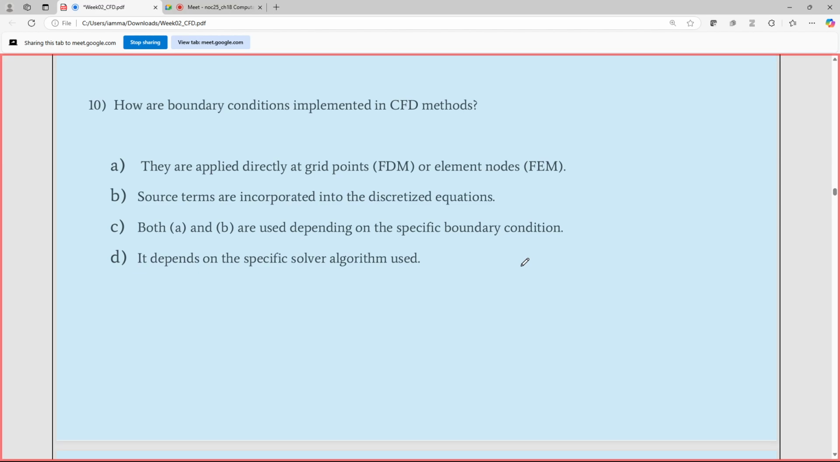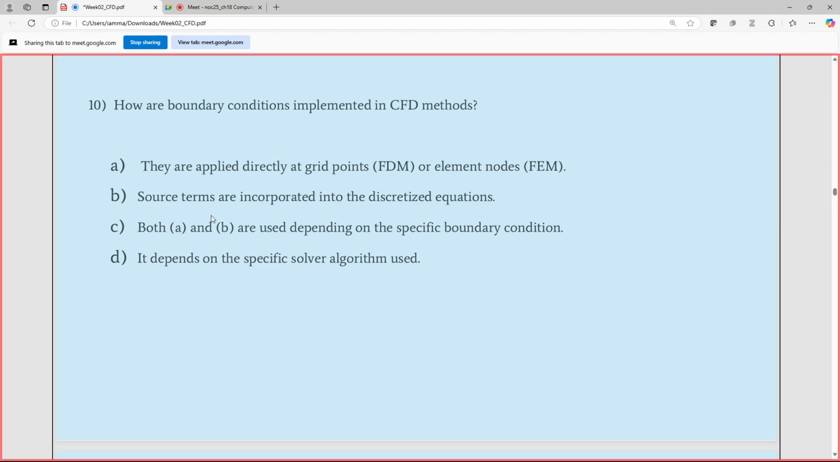Next question: how are boundary conditions implemented in CFD methods? Everybody knows what boundary conditions are. The question is how they are implemented in CFD methods. Option A: they are applied directly at grid points, as in the finite difference method, or in element nodes, as in the finite element method.